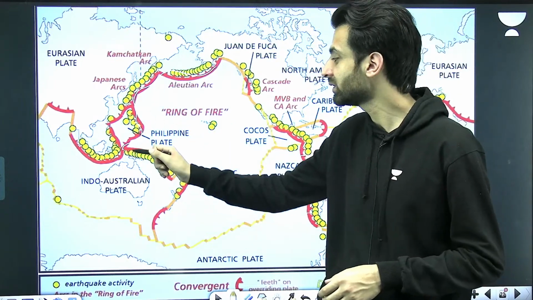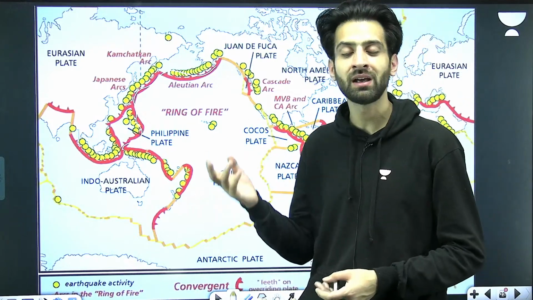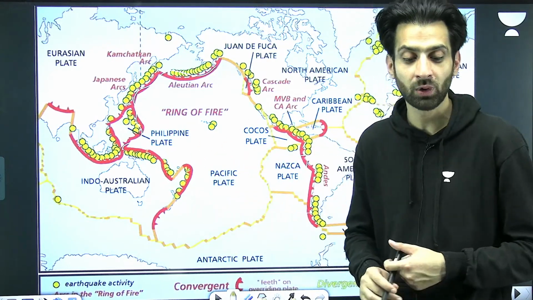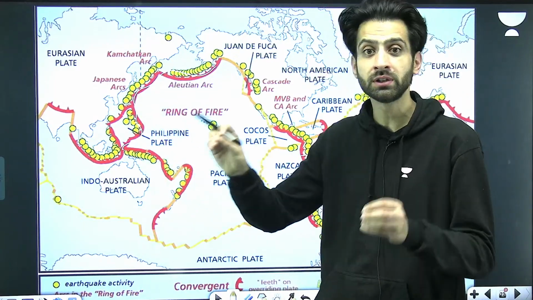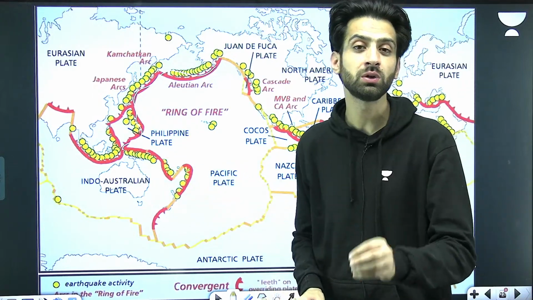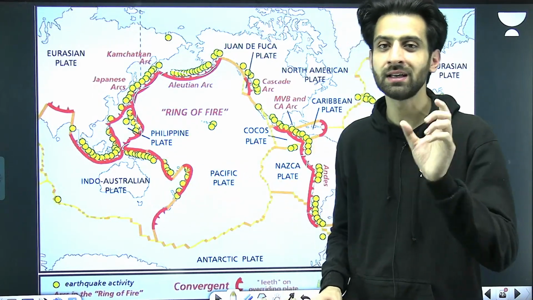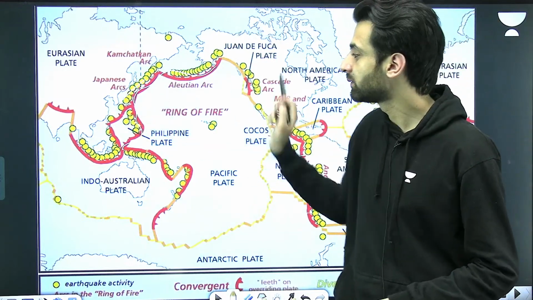If you look at this region, it has a lot of earthquakes and volcanoes. If you know about Japan and the Philippines, every now and then there is a volcano, every now and then there is an earthquake. So this region is prone to earthquakes and volcanoes, except for the formation of fold mountains, because there is no geosyncline. This region is for the earthquakes.